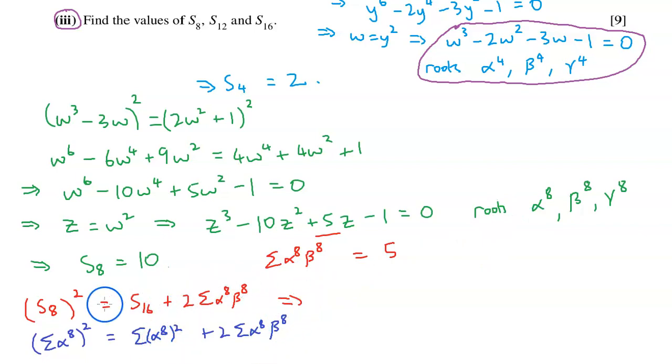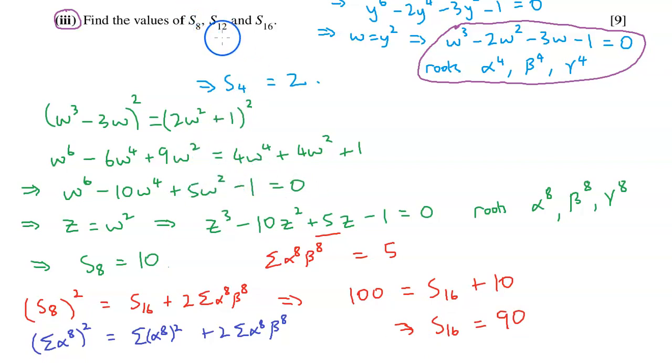Alright, anyway, so we know that S8 is 10, so 100 is equal to S16 plus 2 times 5, so plus 10. So that means that S16 is equal to 90. And lastly, we just got to find S12. How do we do that? We can't do what we were doing before.